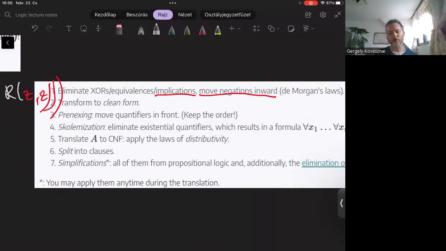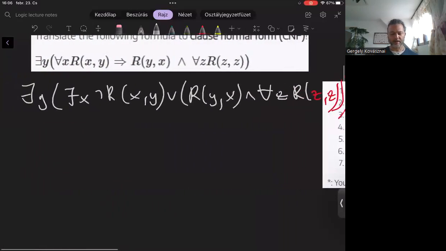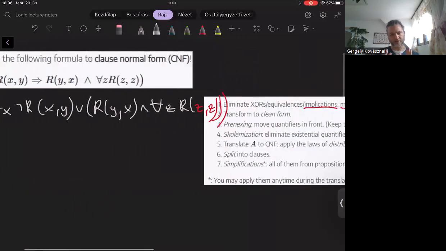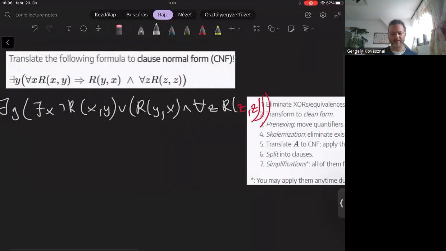So let's continue with step two. This is about transforming the formula to clean form. Clean form means that quantifiers must not share variable names, and actually this holds. All the three quantifiers bind different variables, but there is another restriction coming from the clean form, and this has something to do with free variables. This restriction says that no quantifier can bind a variable which appears as a free variable somewhere in the formula.